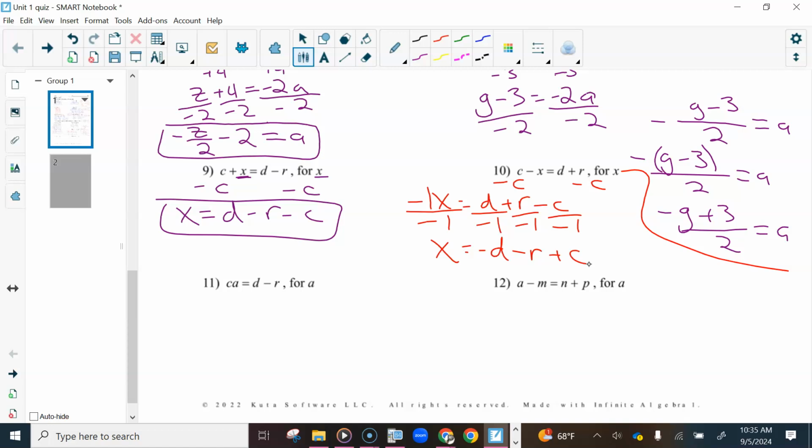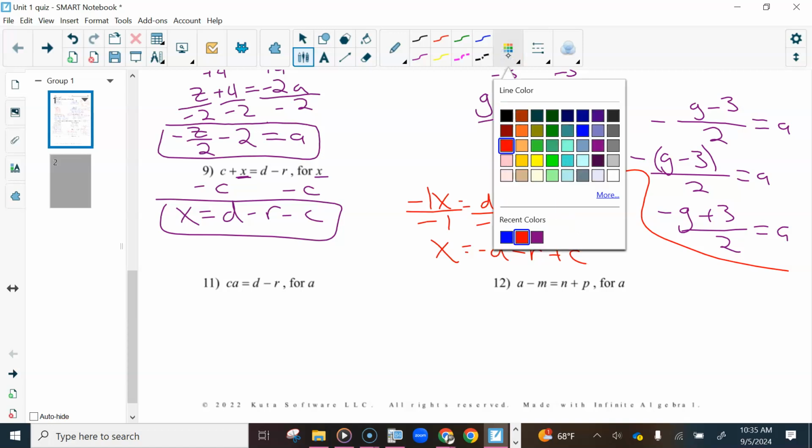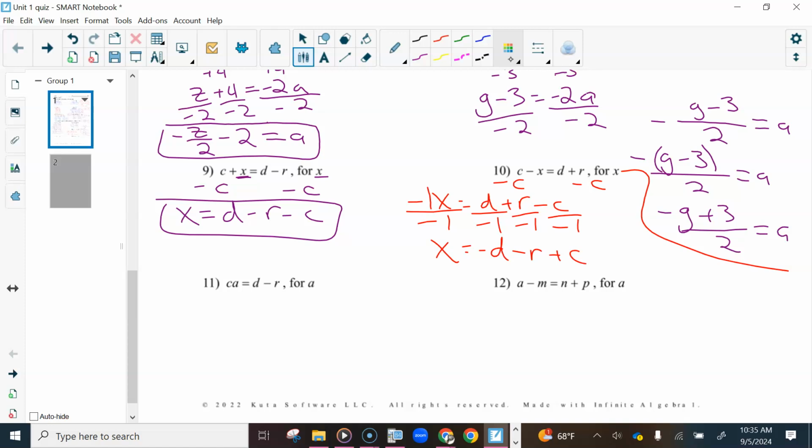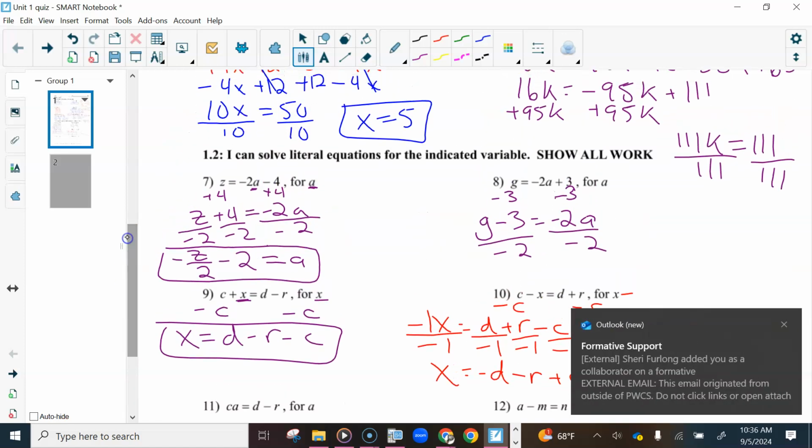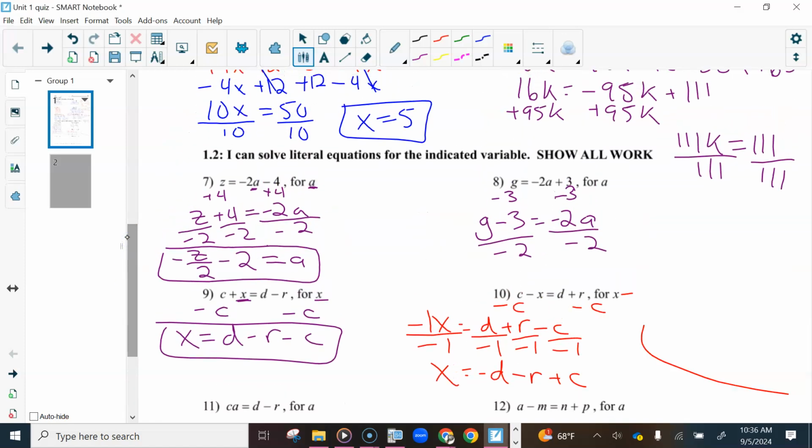The other way, erase this. Some of us saw, what if I moved x instead? And this was also the same thing here. Instead of moving 4 over, we decided to get rid of the 2a by adding it, and then moving g, and going that way, you would have still ended up with the same thing.